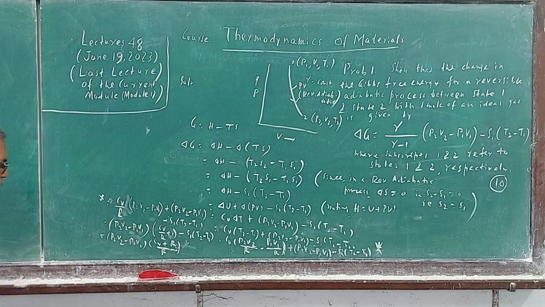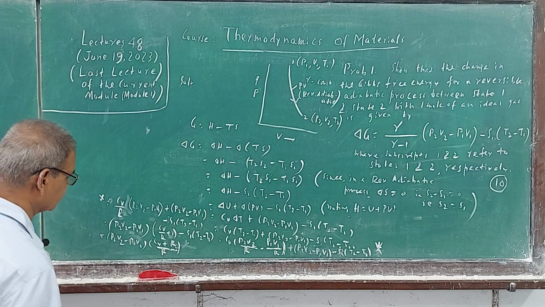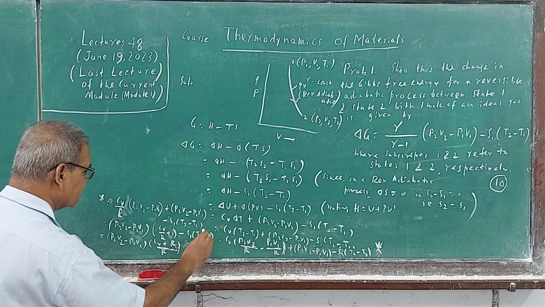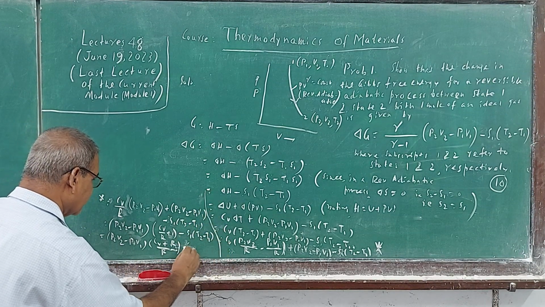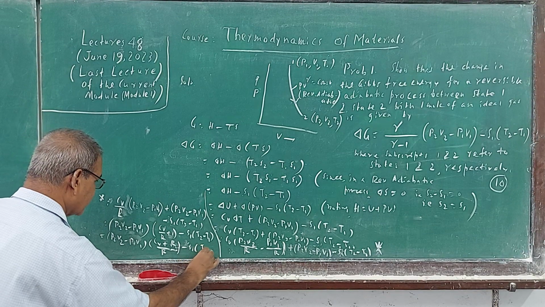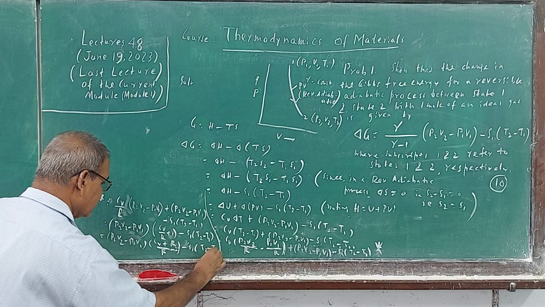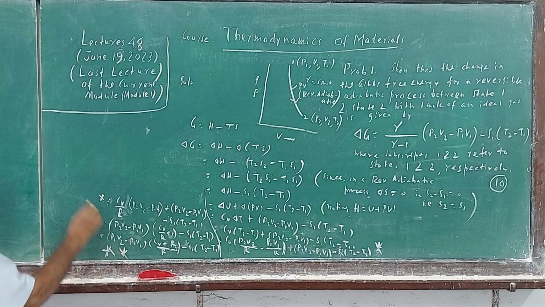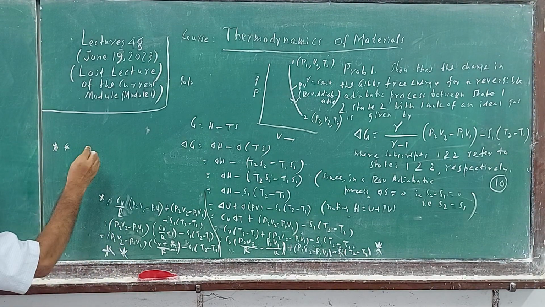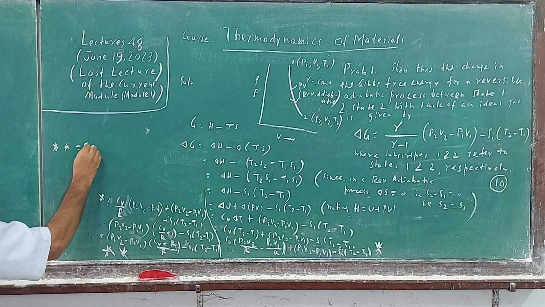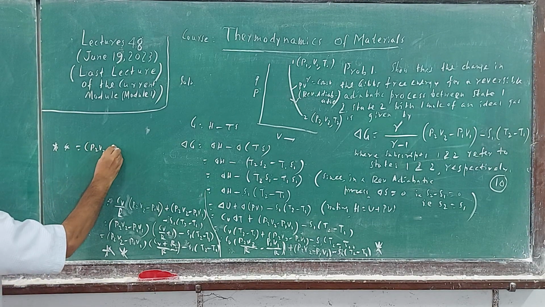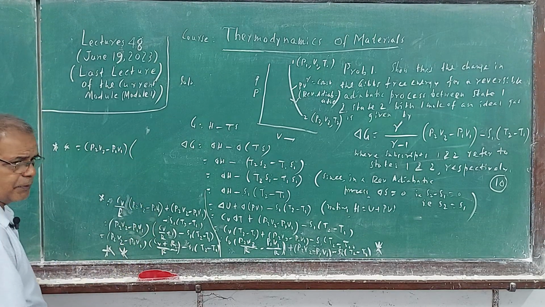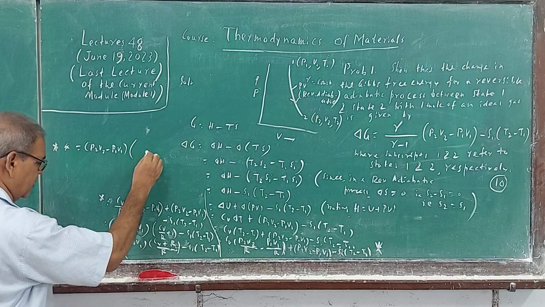Okay, Cv plus R by R, minus S1 (T2 minus T1). I don't have space here, so I will give a double star. Do this, complete this. Double star. Just like that is P2 V2 minus P1 V1. Let us see what it gives. Cv plus R is what? Cv plus R is Cp.